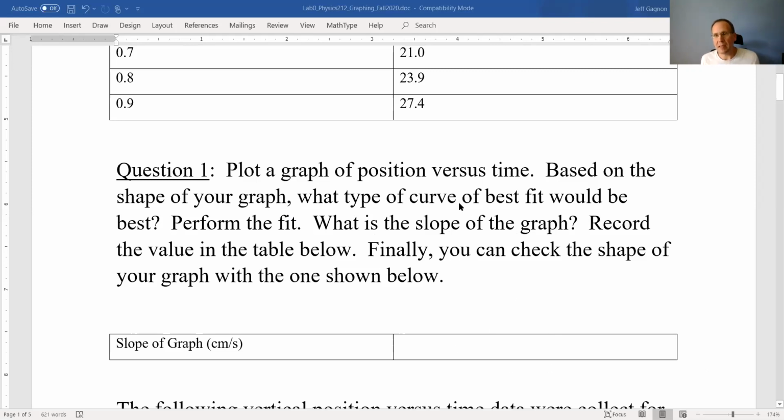Now, I created a second video explaining how to use Pasco Capstone for graphing, and I also made a handout on this as well. You might want to just watch the video. It's probably the quickest way to learn how to do the graphing, and then you kind of just have to play with it a little bit.